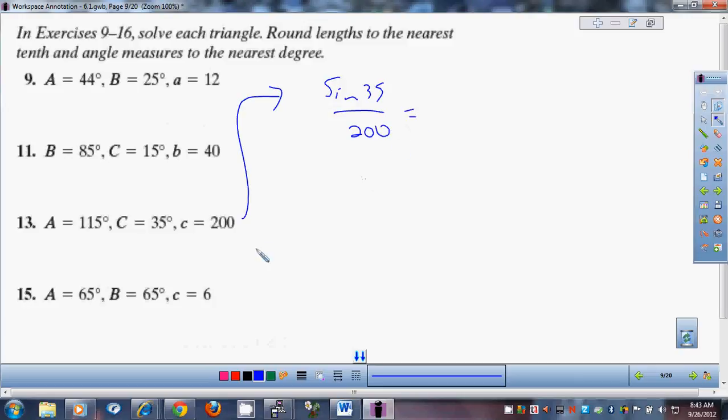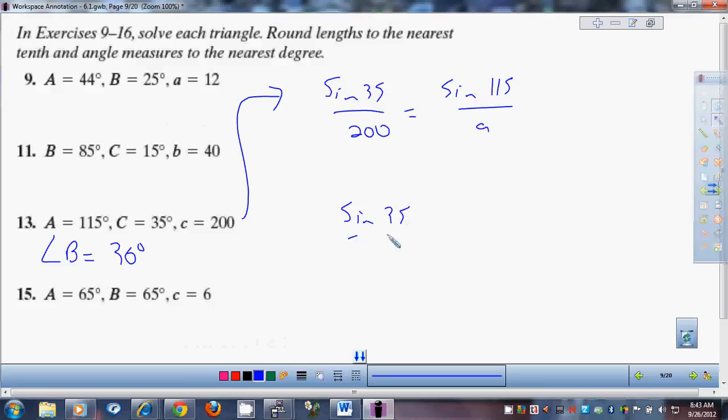Now what's my last angle going to be? What's angle B going to be? 30. So that's going to be, let's see, sine of 115 over A, and we'll do the same exact thing again, and do sine of 30 over B. Sine of B over B, sine of A over A. And then from there, again, you're just cross multiplying and solving.